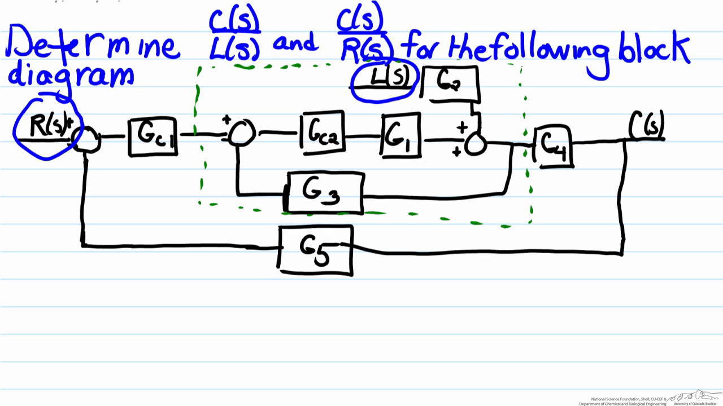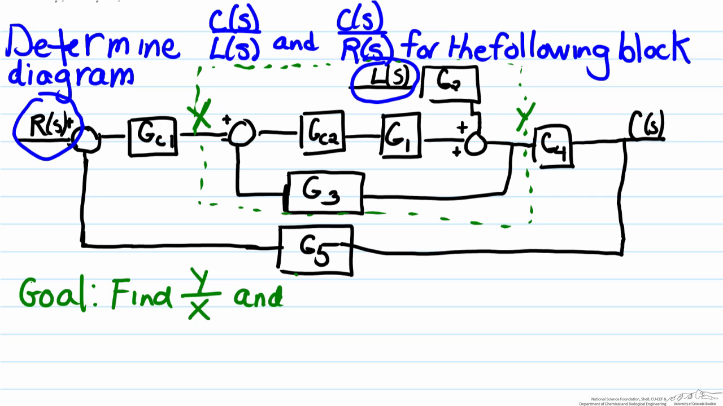To make our lives easier, we're going to define a variable coming into this box and coming out of this box. We'll define the input coming in as x and the output coming out as y. Our goal here is to condense what is inside of our block diagram such that we have y as a function of x and L. The first goal here is to find the transfer functions y over x and y over L.